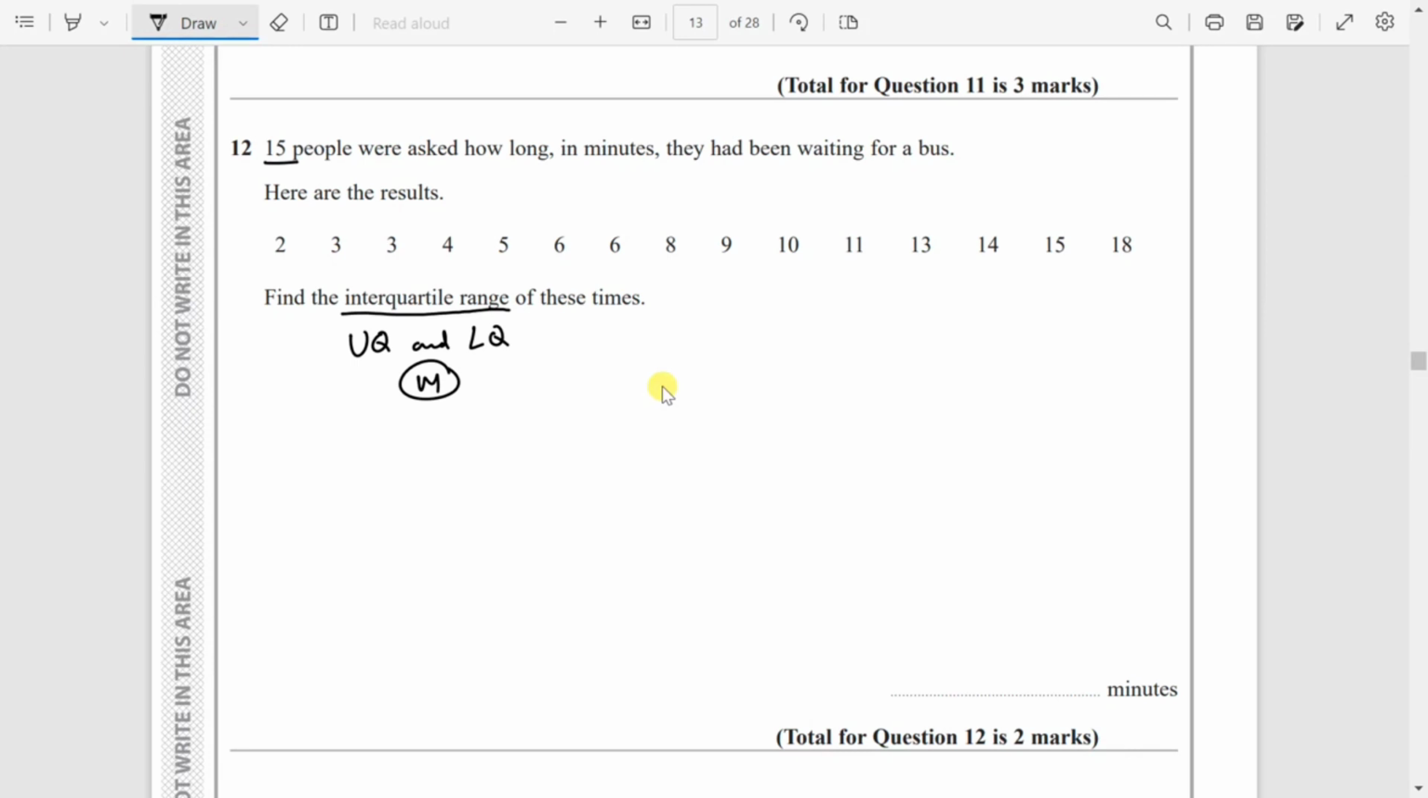You've got 15 people, so let's count in order. Half of 15 is 7.5, so it's between the 7th and the 8th. We could probably say the 8th person, actually.